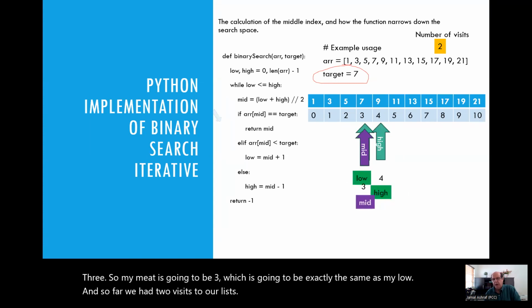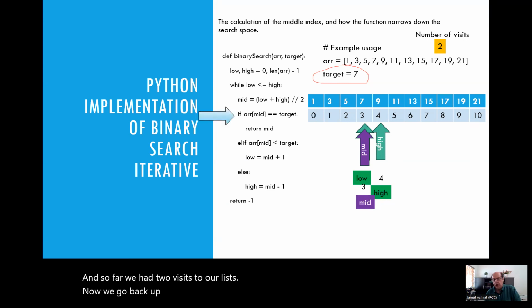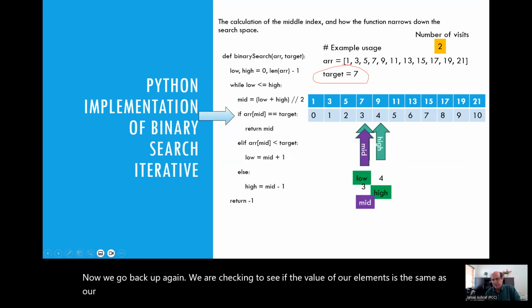Now we go back up again. We are checking to see if the value of our element is the same as our target. The answer is yes. And then we're going to return the index of it, which is 3.